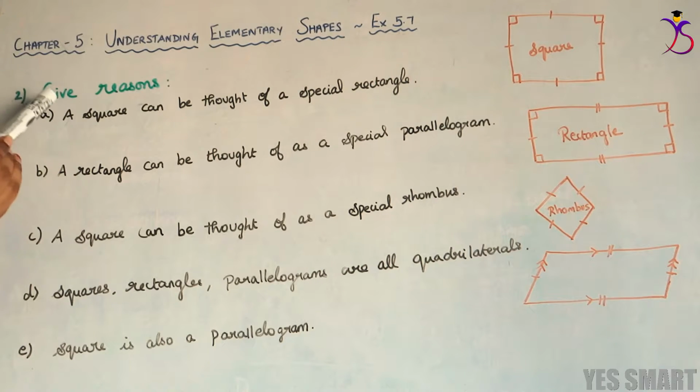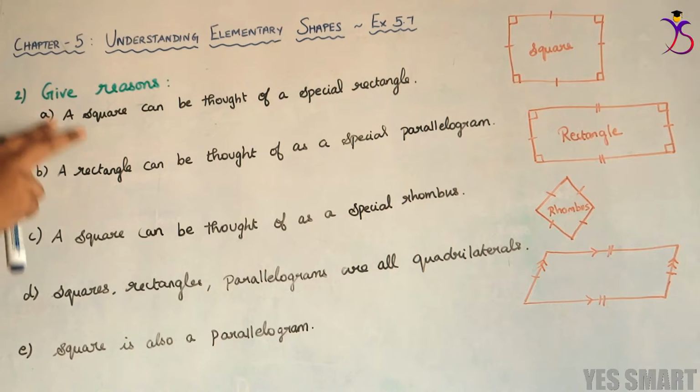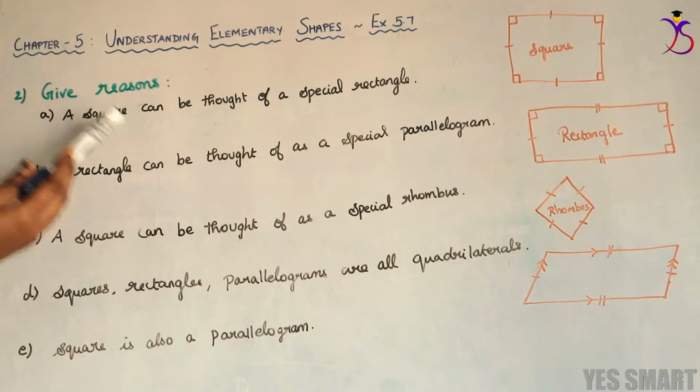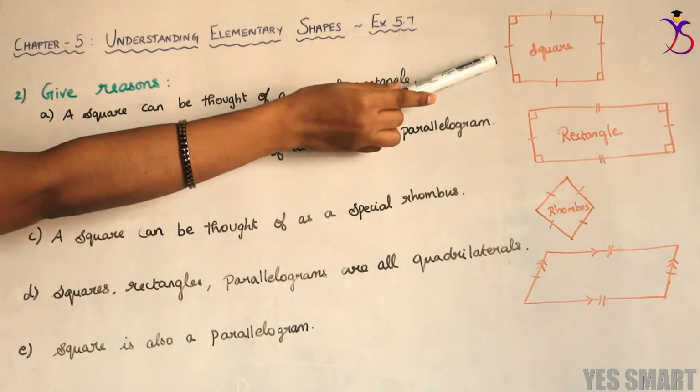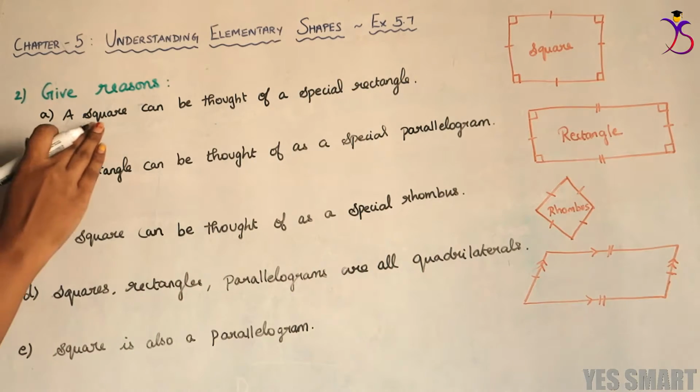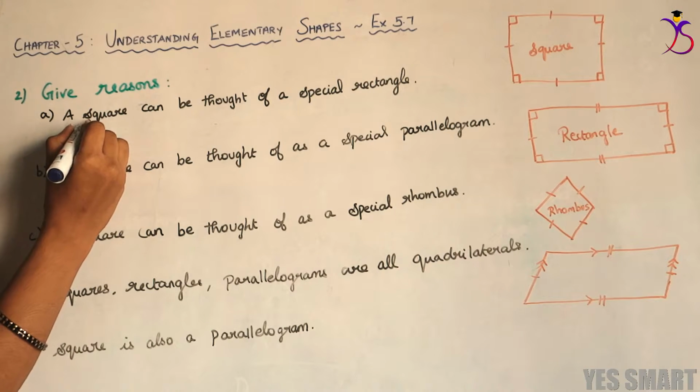Now, second sum. Give reasons. They have given a few true statements and are asking us to write the reasons for these. The first one, a square can be thought of as a special rectangle. We can consider the square as a special rectangle. So they are asking the reasons for it.